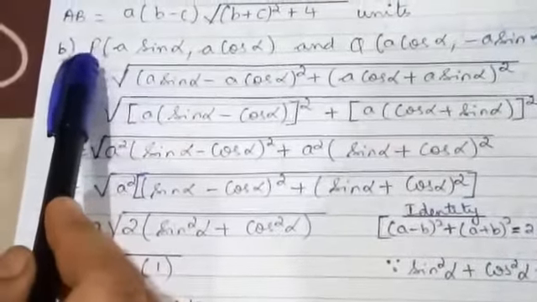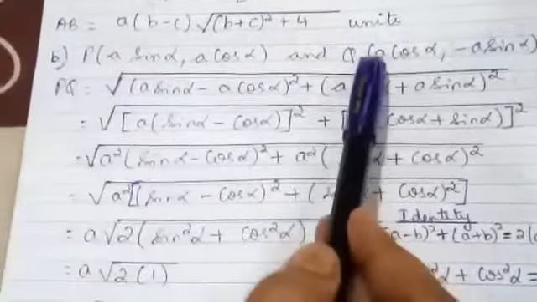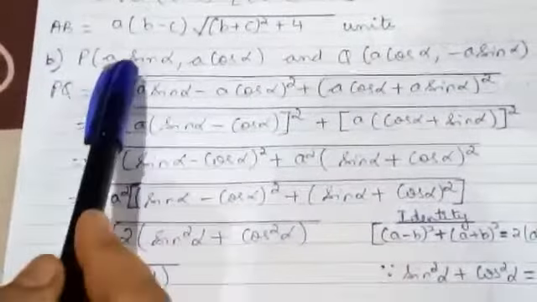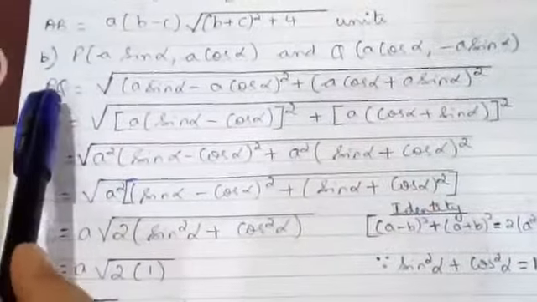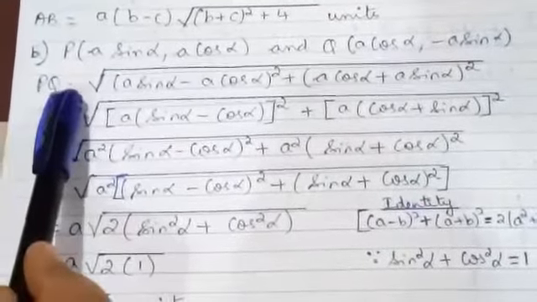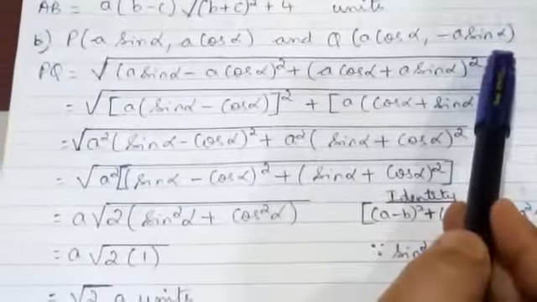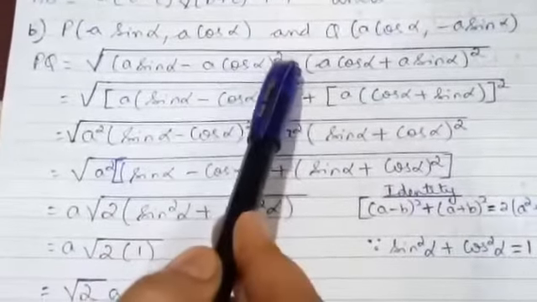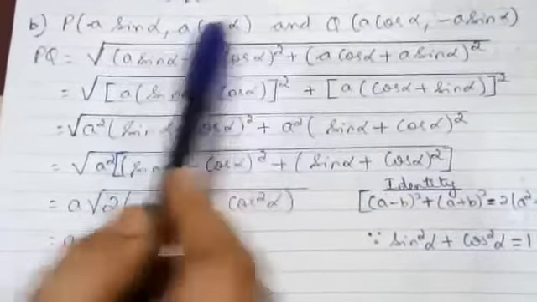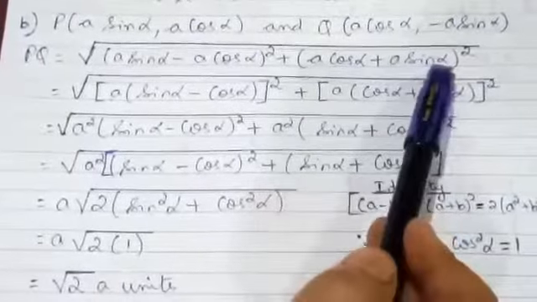So we need to find the distance between the points P and Q, the coordinates of P and Q given to us. So PQ is equal to the square root of the difference between the x coordinates, the whole square, plus the difference between the y coordinates, the whole square.